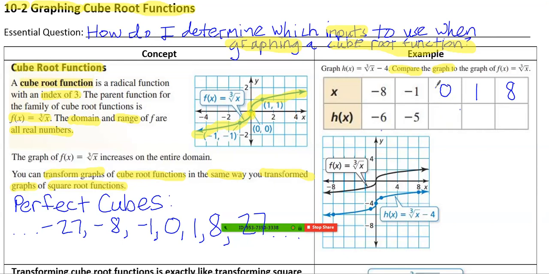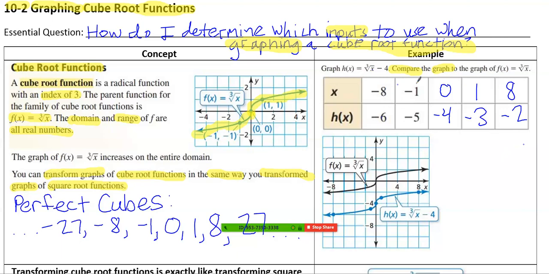Okay, substituting 0 in for x, the cube root of 0 is 0, minus 4 is negative 4. Substituting in 1, the cube root of 1 is 1, minus 4 is negative 3. Substituting in 8, the cube root of 8 is 2, and 2 minus 4 is negative 2. You'll get a pattern emerging. If you choose perfect cubes, or numbers that will result in a perfect cube in the radicand, then you're going to get these patterns going on in the outputs.